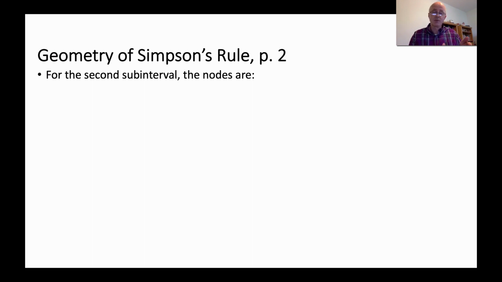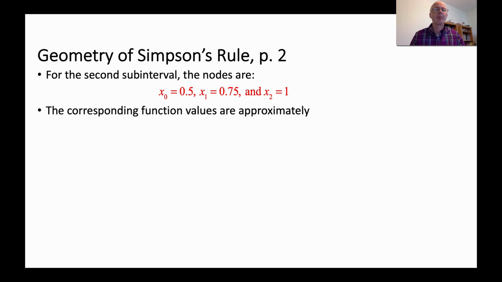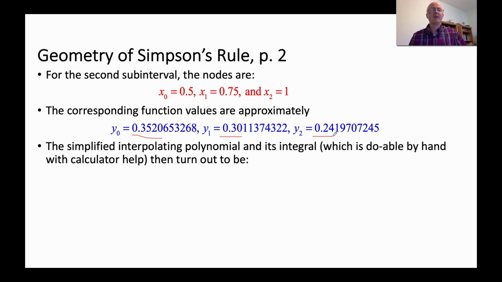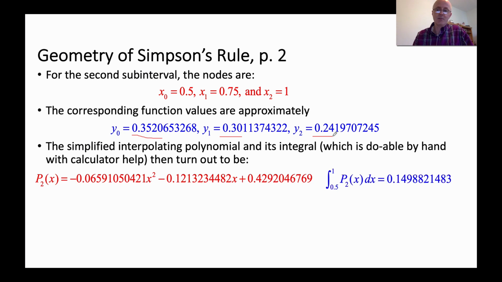For the second subinterval, from 0.5 to 1, we relabel the nodes to be x0 equals 0.5, x1 is 0.75, and x2 is 1. The corresponding function values of the original function f are now these numbers. So this number is f of 0.5. We actually already saw that number in the previous slide. We're reusing it here. This is f of 0.75. This is f of 1.